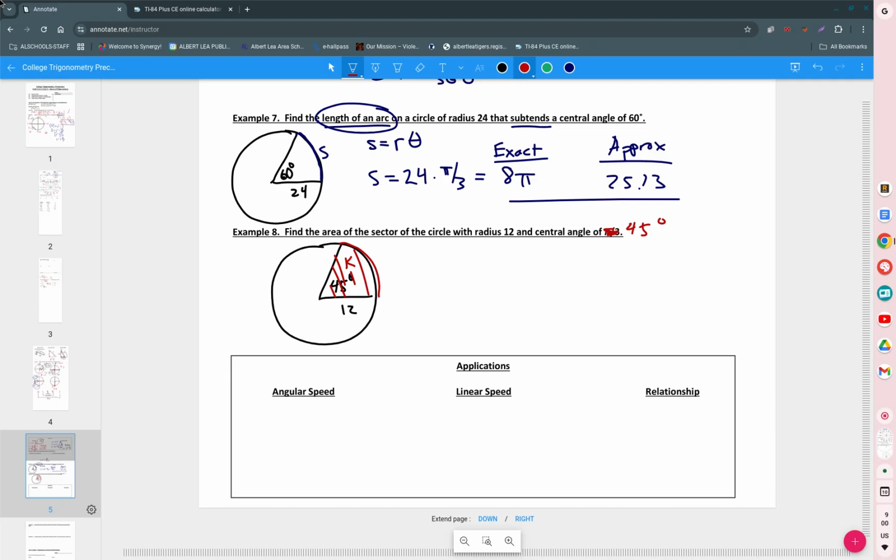And so I need to recognize that area of the sector. I have K is equal to 1/2 r squared theta. 1/2, I have 12 squared. And then theta. I don't plug in 45. What do I plug in instead of 45? Pi over 4.